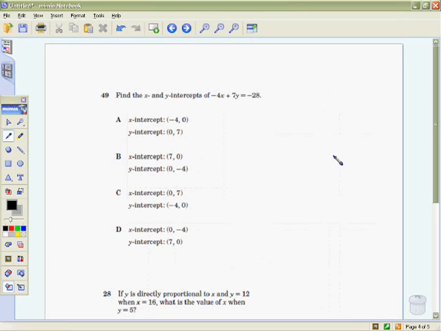Number 49. Find the x and y intercepts of negative 4x plus 7y equals negative 28. Let's talk real quick about x and y intercepts.